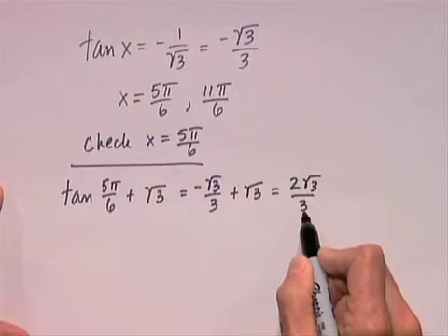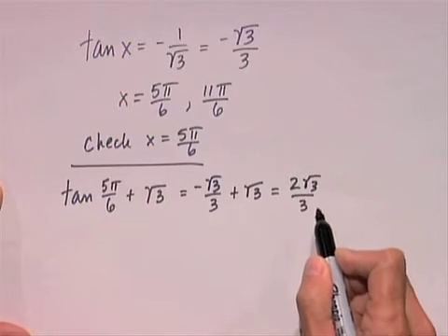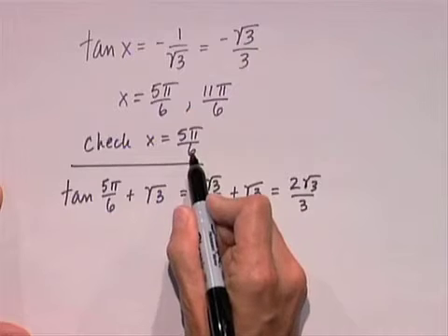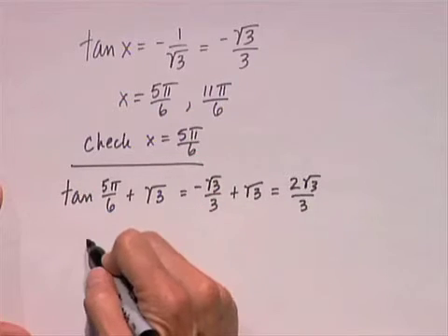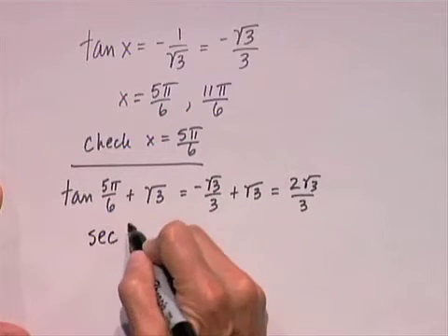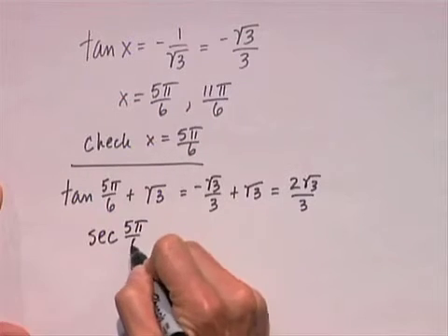So that's the value that we get on the left side of the equation if x is 5 pi over 6. The right side of the equation was secant of x, but for x we're going to put 5 pi over 6.